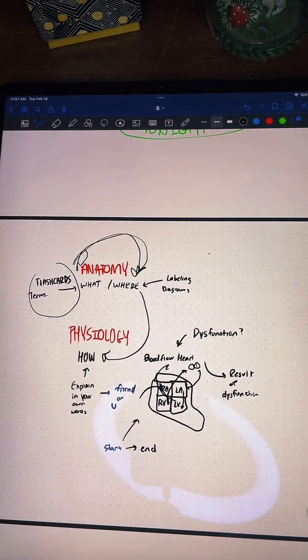That's essentially the step-by-step study routine I go through. I always make flashcards for terms and things. So I start there, and then I learn where things are in relation to one another.